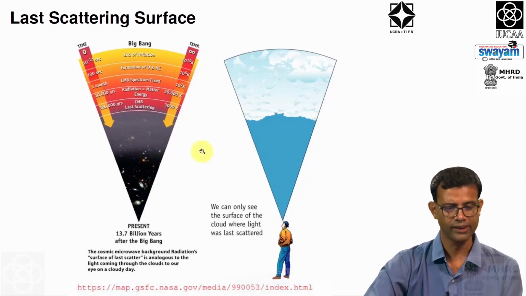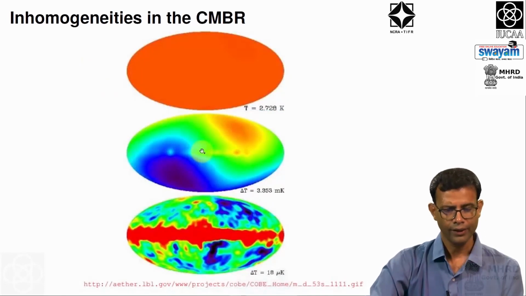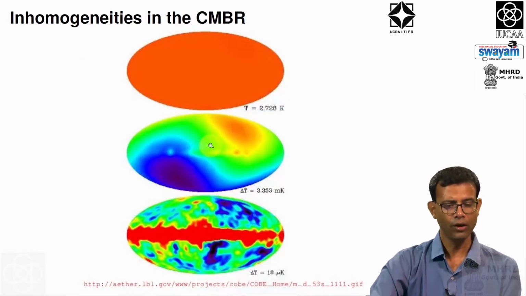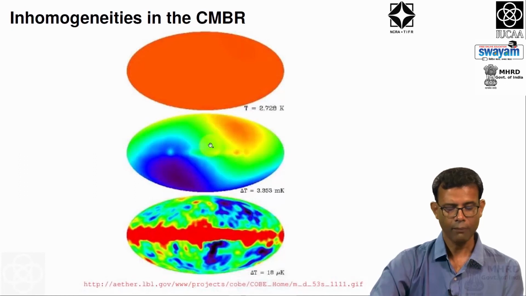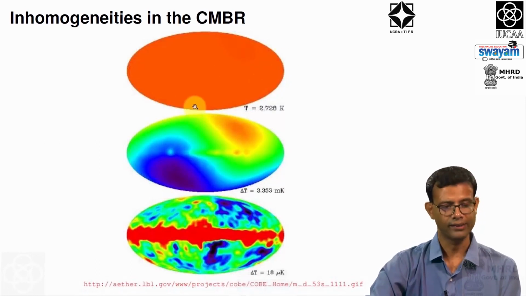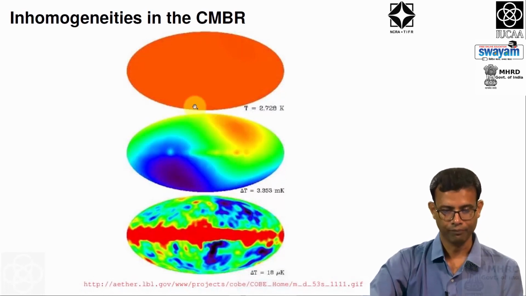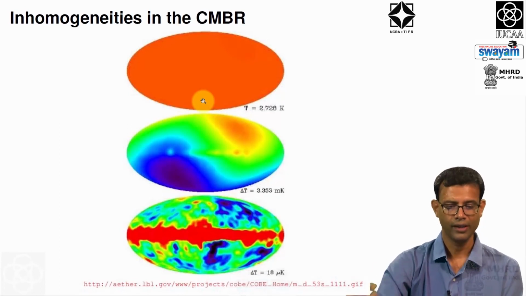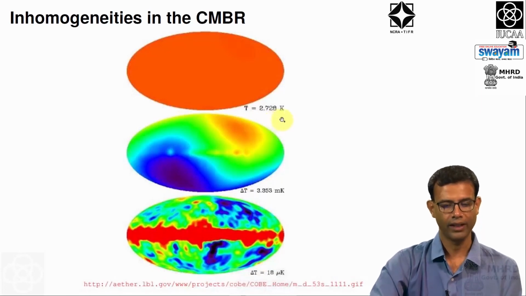Beyond that, the universe is kind of opaque to us. Now, how does the CMBR look in the sky? For example, if you take a measurement of the CMB all around the sky, you will see that it is perfectly homogeneous. In fact, that is a very good confirmation of the fact that the universe is homogeneous and isotropic at large scales. It is homogeneous and the temperature turns out to be somewhere around 2.7 Kelvin.